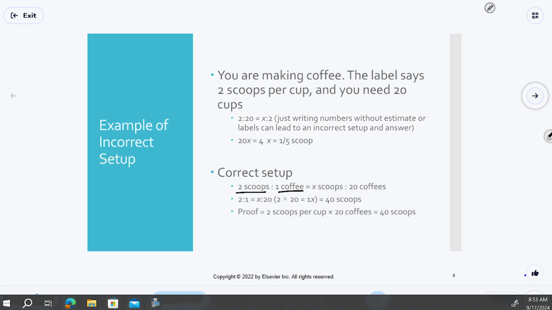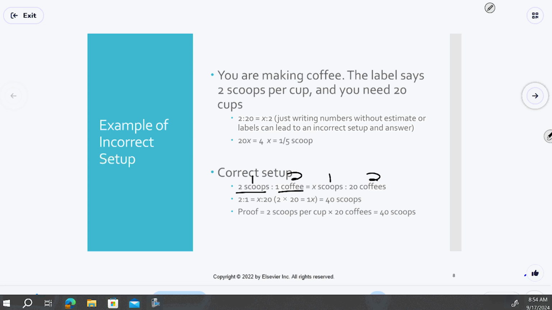And you see that they put their X here. It doesn't really matter because they have the same unit of measurement. Scoops is first there, coffee's second on this ratio, coffees are second on this ratio. And so their point with this is it matters in setup that you write out the units of measurement and put them in the right place, because if you reverse these, you're going to get a completely inaccurate answer.